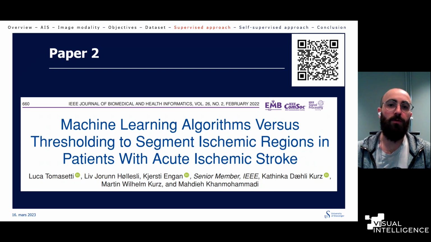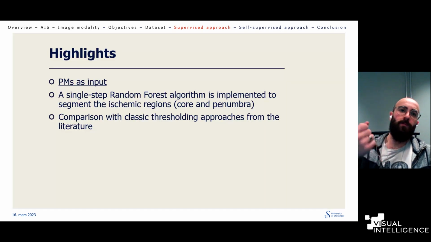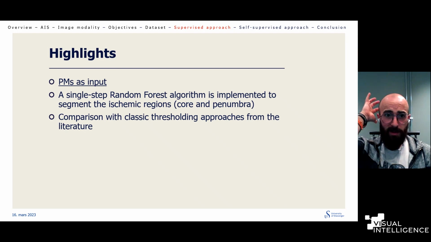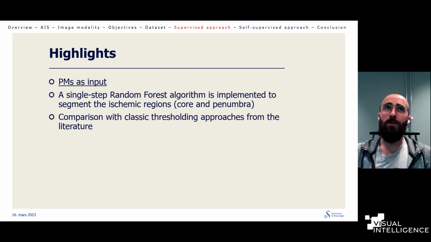Why don't we try to use machine learning algorithms? So we take a step back in that sense. And also, why don't we use parametric maps for doing that? So the second paper used parametric maps as input, and we use classical machine learning algorithms to try to segment these ischemic regions, again, both core and penumbra.